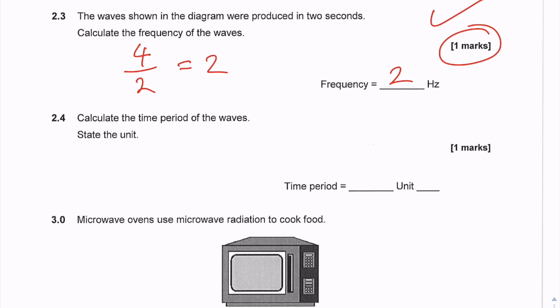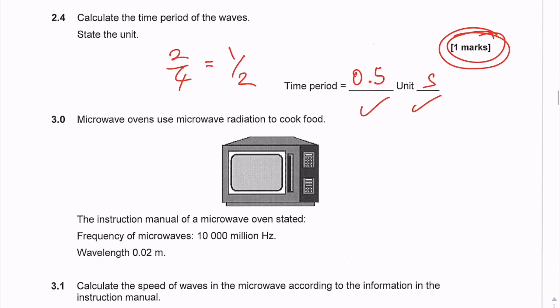The time period then is going to be how long it takes for 1. If you know it takes 2 seconds for 4, then effectively you're saying it's 2 over 4. It takes 2 seconds to create 4 waves, so 2 divided by 4 gives you a half. Some of you are using halves in your final answer as a fraction, but really in physics we want to be using a decimal. You needed both of these to get that mark.